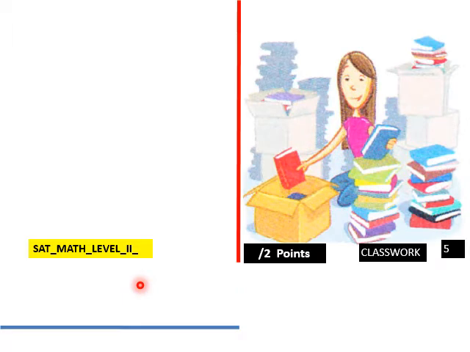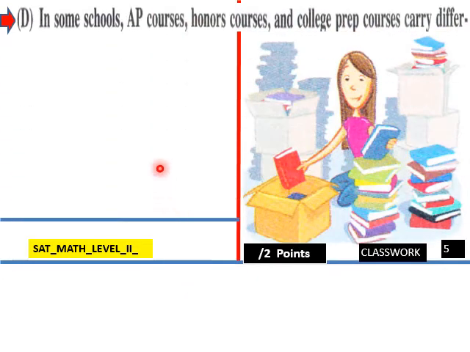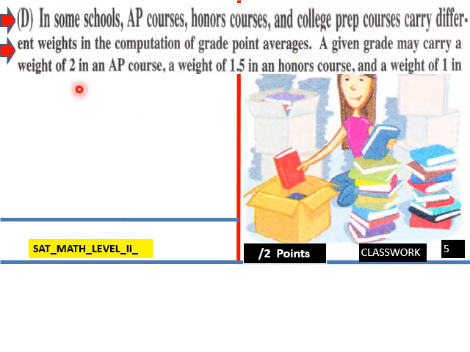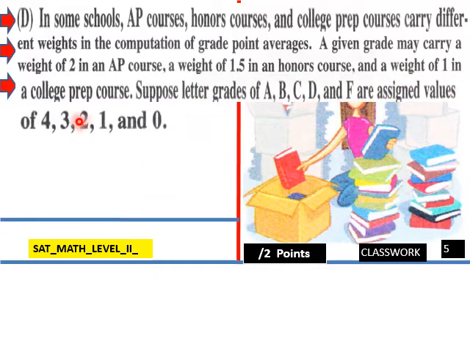So an example of this weighted averaging we can use here is in some schools. AP courses, honors courses, and college prep courses carry different weights in the computation of grade point averages. A given grade may carry a weight of 2 in an AP course, a weight of 1.5 in an honors course, and a weight of 1 in a college prep course. Suppose letter grades of A, B, C, D, and F are assigned values 4, 3, 2, 1, and 0.